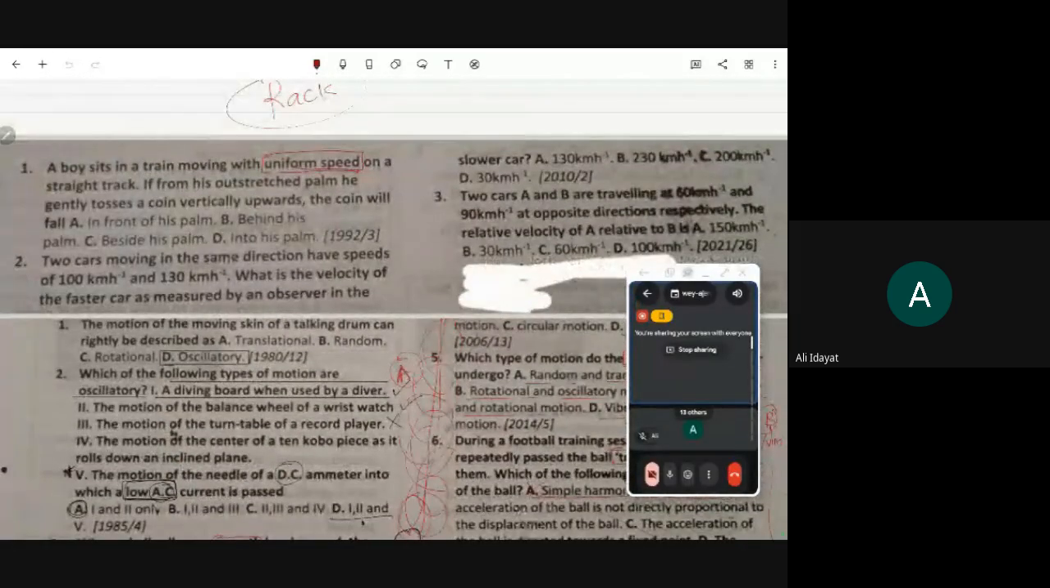A boy sits in a train moving with uniform speed. The boy is inside the train, and the train is moving on a straight track. If from his outstretched palm, he gently tosses a coin vertically upwards, the coin will fall: A, in front; B, behind; C, beside; D, into. Type your answers, please.